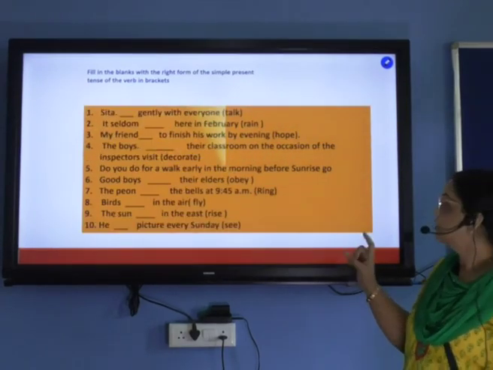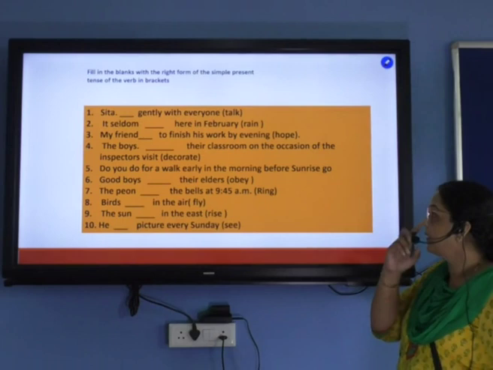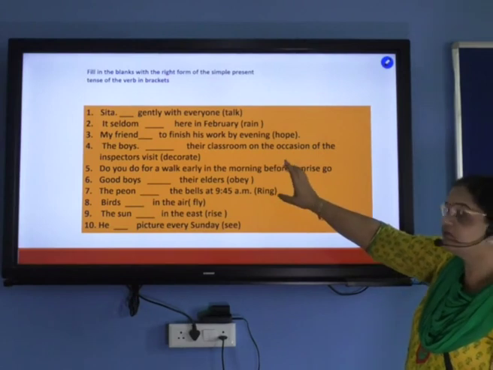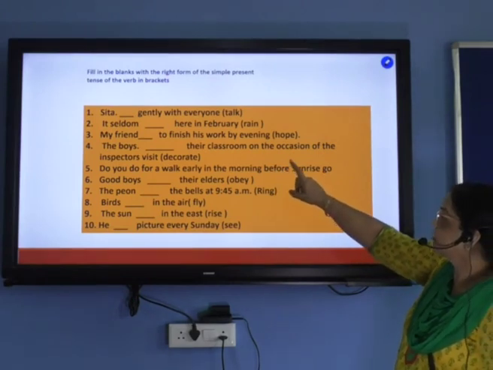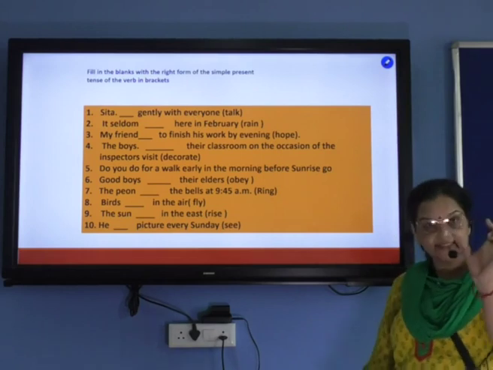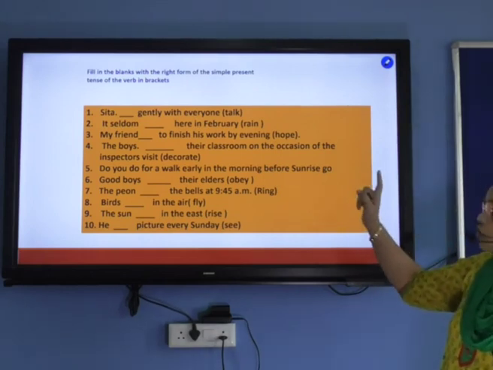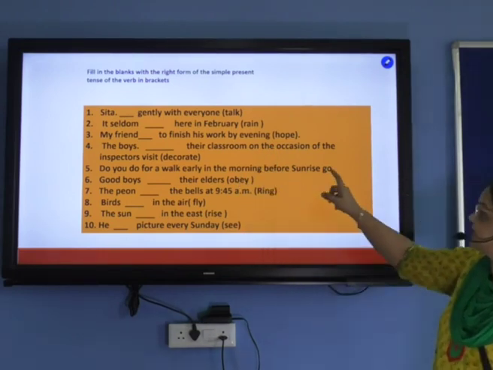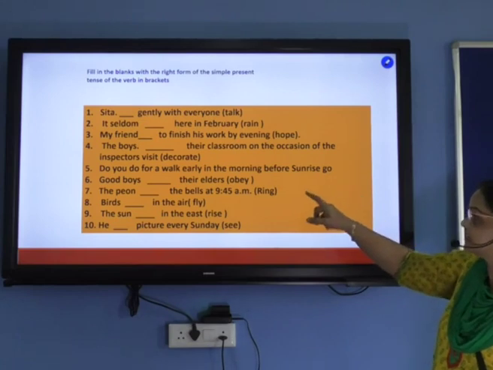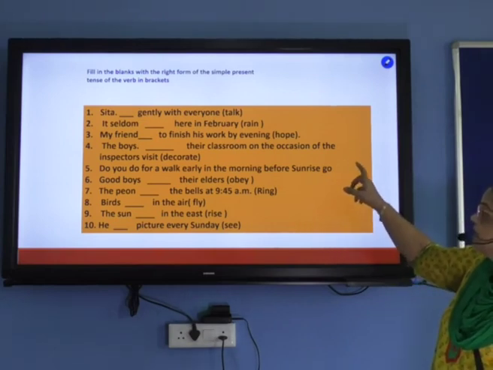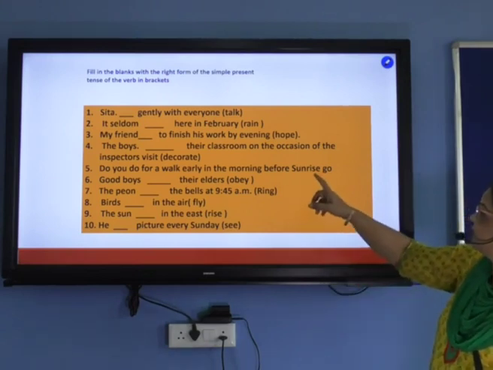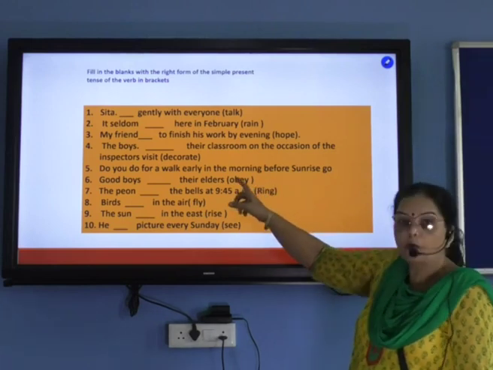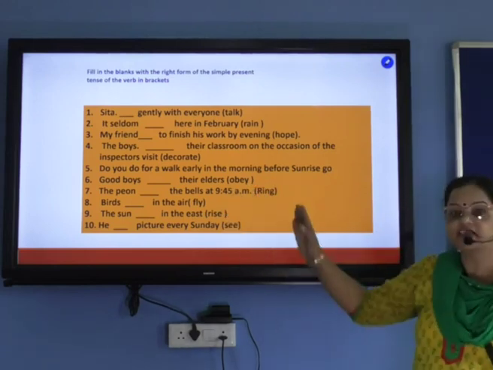Okay, now this is a short homework. You can do it on your own. What you have to do is fill in the verb according to the subject. I will do the first one for you. Sita dash gently with everyone. So Sita is singular, so we will add s: talks. Sita talks gently with everyone. It seldom dash here: rains. It seldom rains here in February. My friend hopes to finish. Okay. The boys, now you see the boys is plural. So decorate, not decorates. Like this we will do this.